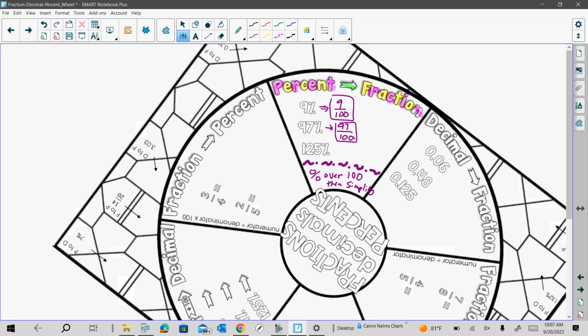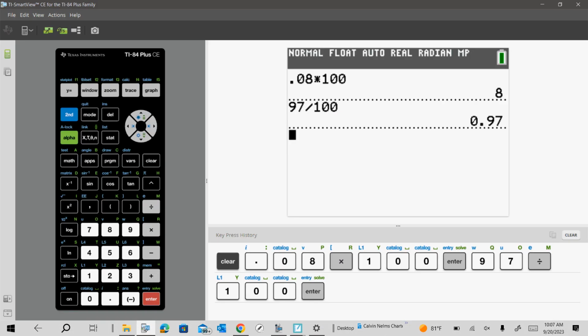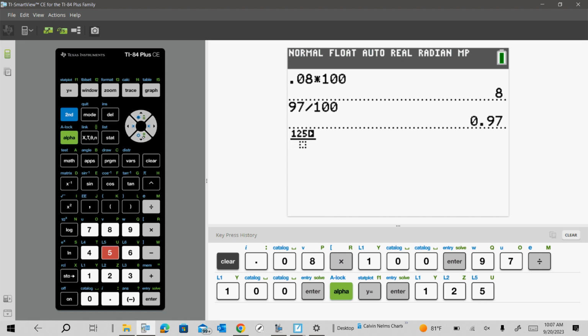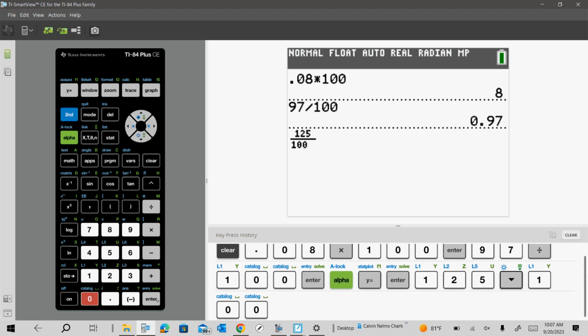But if it can be reduced, you have to reduce it. Like this one, you would do 125/100. But that can be reduced. If I go to my calculator, I would type in a fraction, which is alpha y equals, enter. And then 125 is on the top. 100 is always going to be on the bottom. This reduces to 5/4. Oh wait, because it's 125, that's more than 100. It's over 1,000. Sorry.